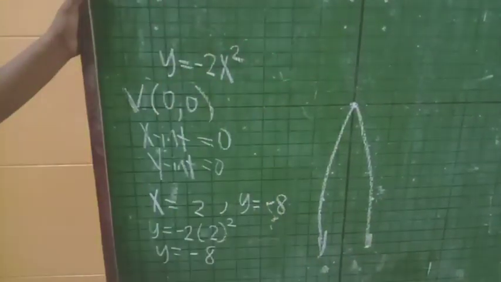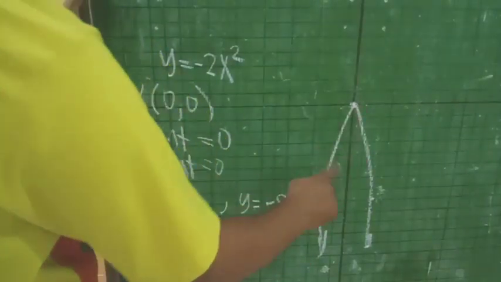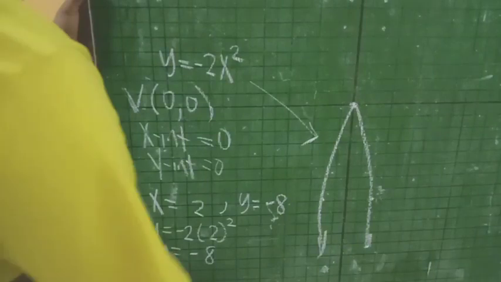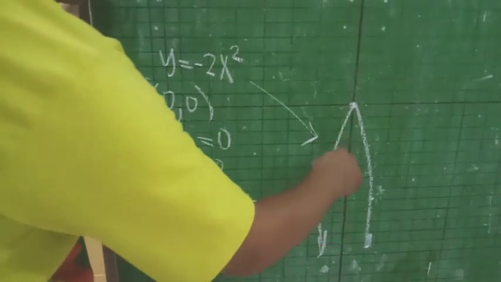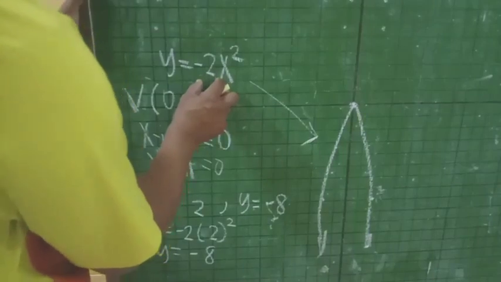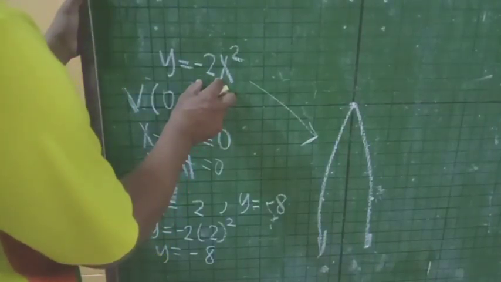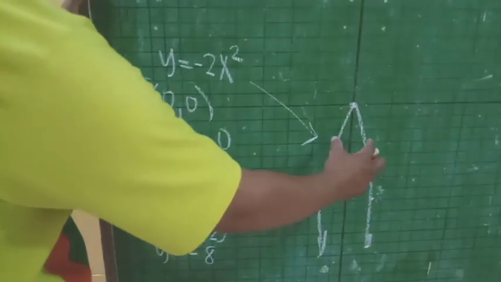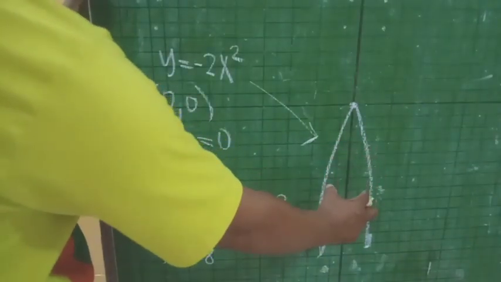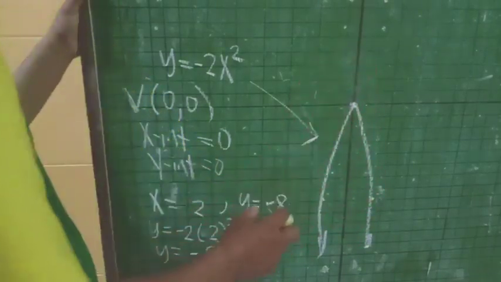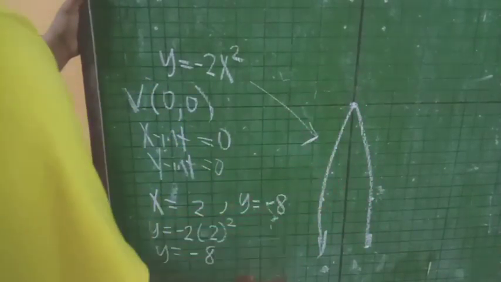It means our graph is downward. Okay? So, ibig sabihin natin dito, as long na ang value ng A, the absolute value of A, okay, is bigger, it means yung ating opening of the parabola is narrower. Okay, yan yung nasa lecture natin yan.